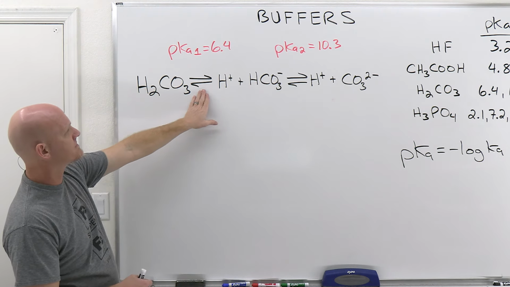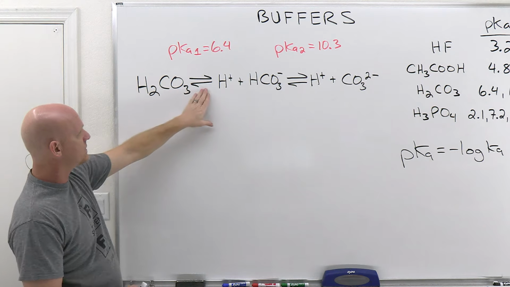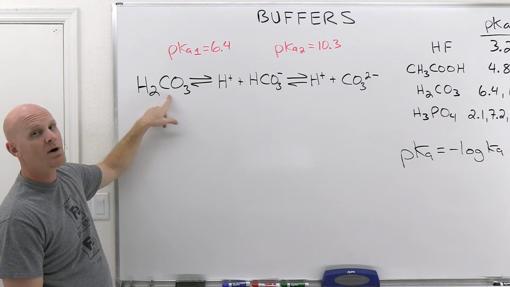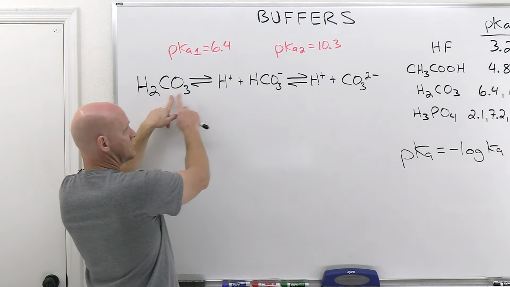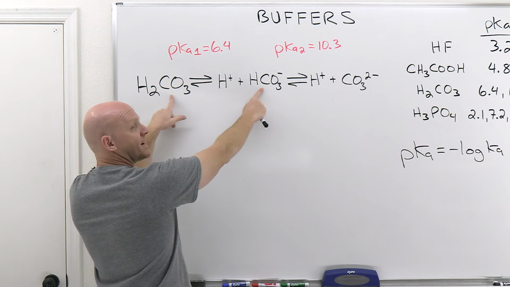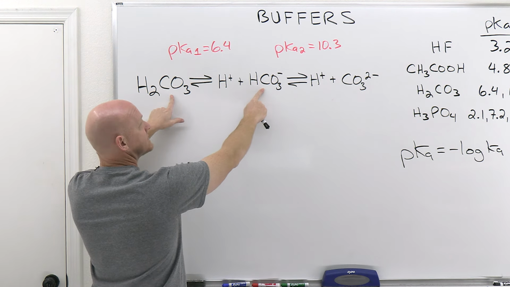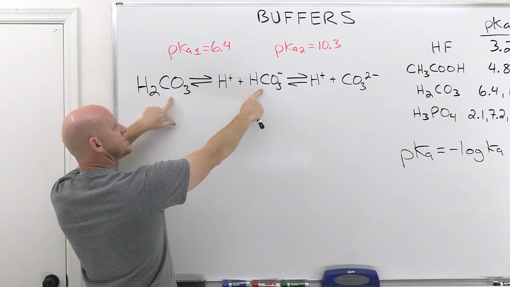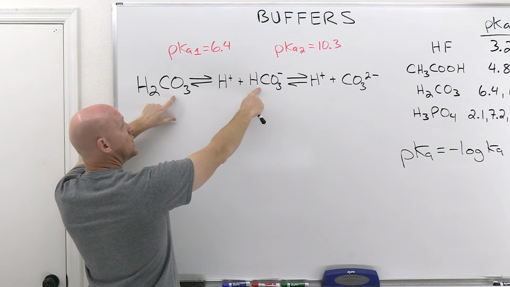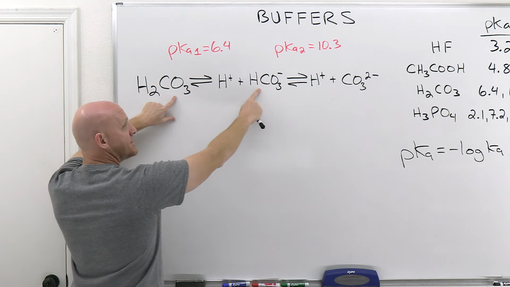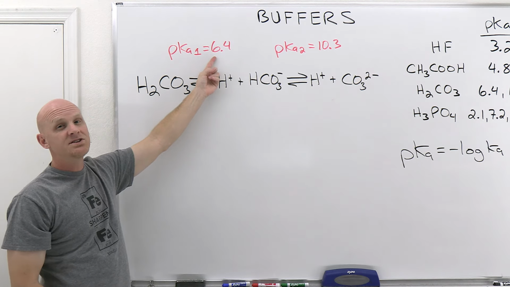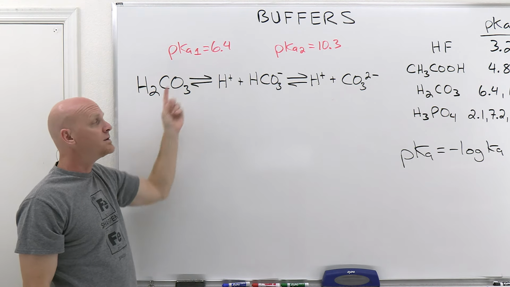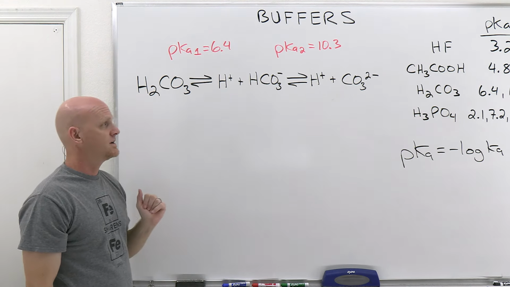So if we focus on just the first equilibrium, in this first equilibrium, H2CO3 carbonic acid is the acid, and HCO3 minus bicarbonate is the conjugate base. And if you mix H2CO3 and HCO3 minus in somewhat close to a 1-to-1 ratio, you can make a buffer right around pH 6.4 plus or minus 1, depending on the exact ratio you use.